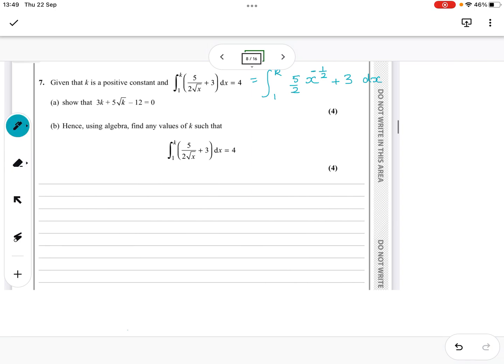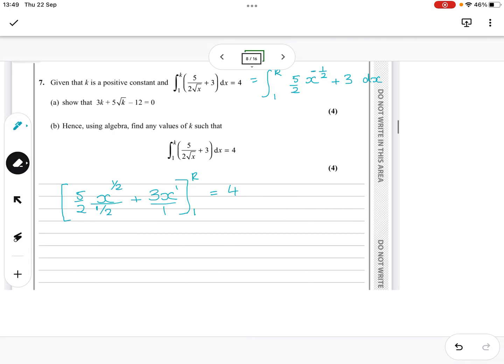Right, so then we are actually going to integrate it. So I'm going to put my square brackets in, and I've still got my 5 over 2. I'm going to increase the power of x by 1, which will give me positive a half, and divide by that increased power. And for the 3, that would be x to the naught, so I'm going to increase the power by 1 and divide by the increased power, so that's x to 1 over 1, if you really want to go to that level. Between k and 1 equals 4.